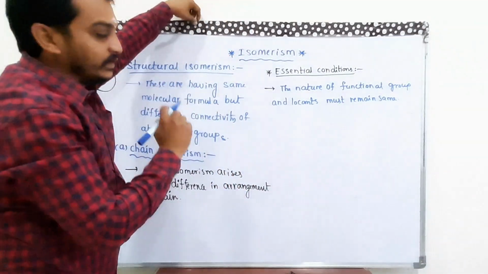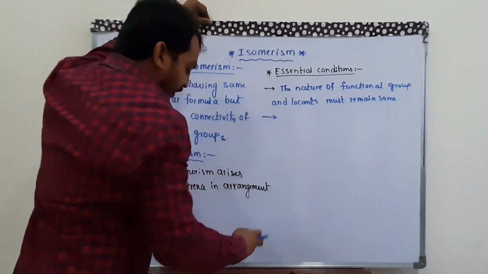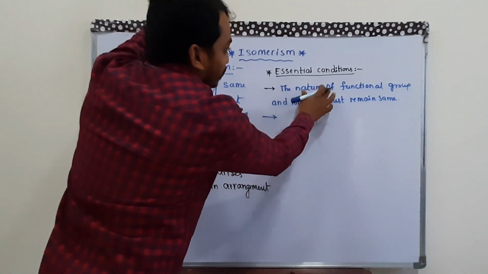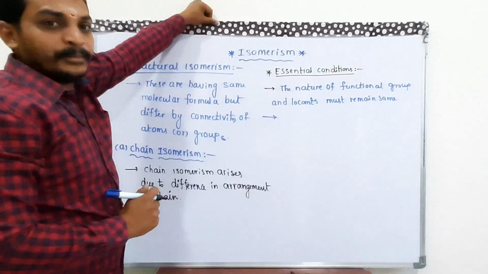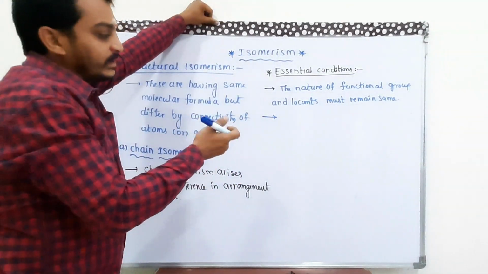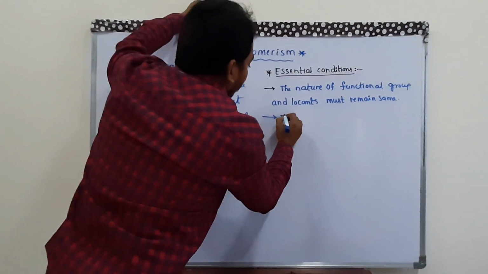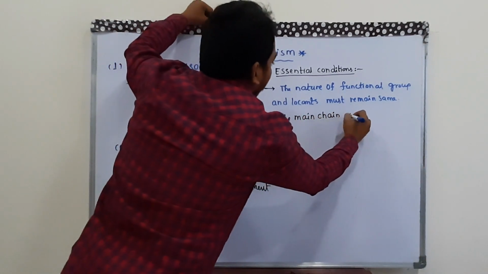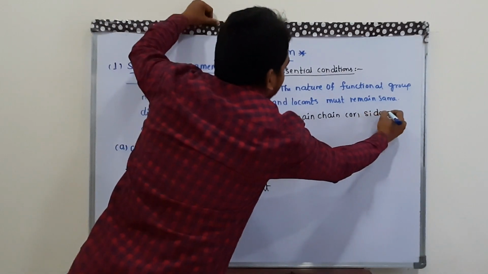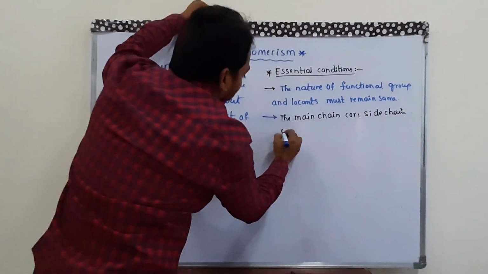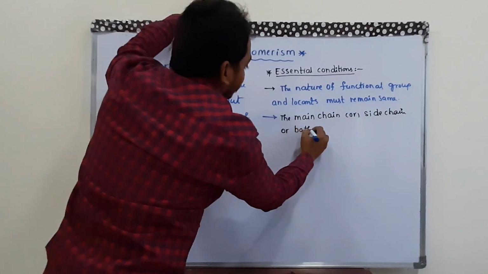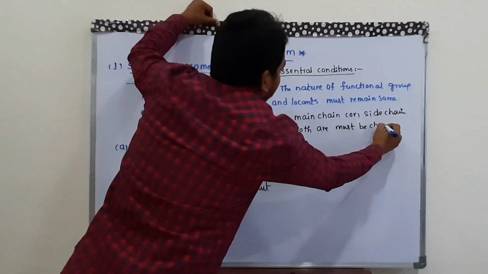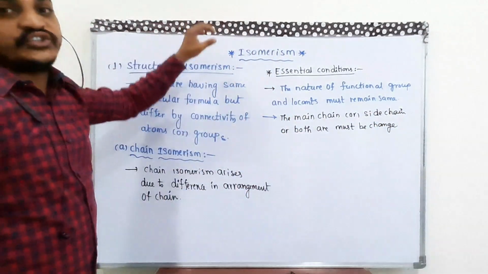So this is the first condition. The next, second condition. So what is that here? Second condition means, based on the nature of the functional group and locants, these remain the same in the given parent chain. The next second one is: the main chain or side chain or both must be changed. Okay, both must be changed only.